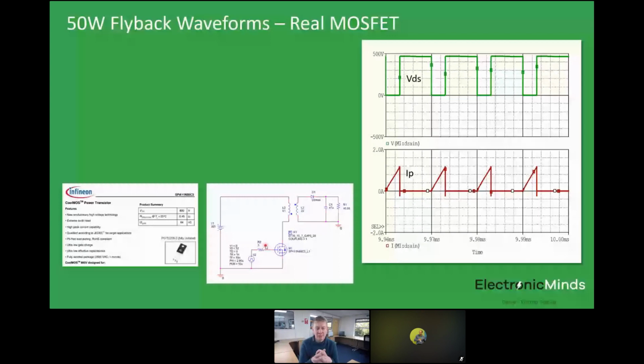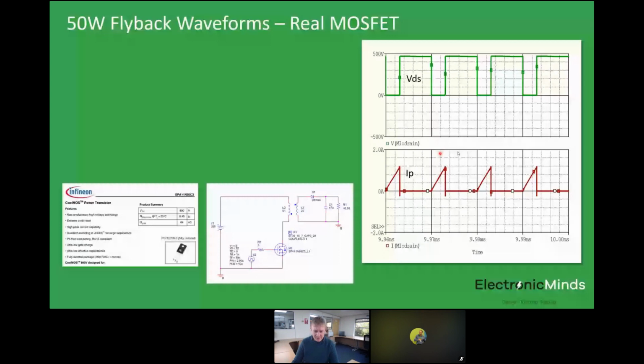If we look here, I've just captured the drain source voltage and the peak primary current. The drain source voltage is just under 500 volts again, and the peak primary current is just over 1 amp, 1 and a bit amps here. Pretty much the same as what we had before.